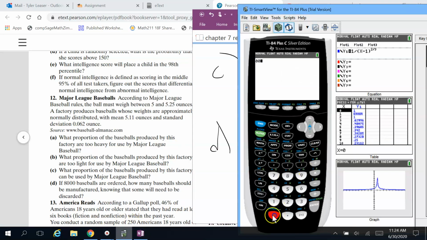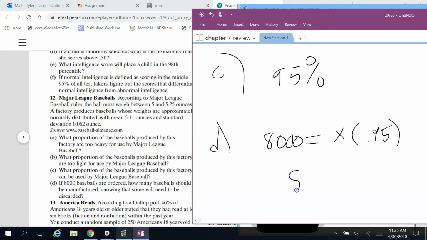So whatever 8,000 divided by 0.95 is, 8,421. So we have to make 8,421 because we know that around 421 of the balls that we make aren't going to work, so we are left with the 8,000. Okay, great.